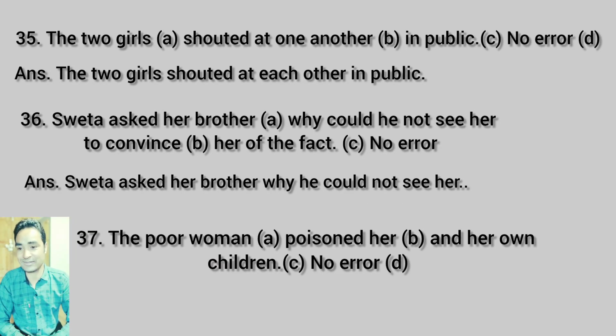That's why here, Shweta asked her brother is a sentence, the first clause, and after that, why. Why, a WH family word, is used as a conjunction. And after that, we have to use subject plus helping verb plus main verb, not WH family plus helping verb plus subject plus main verb plus other words.